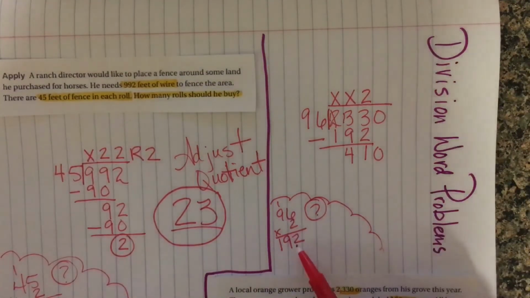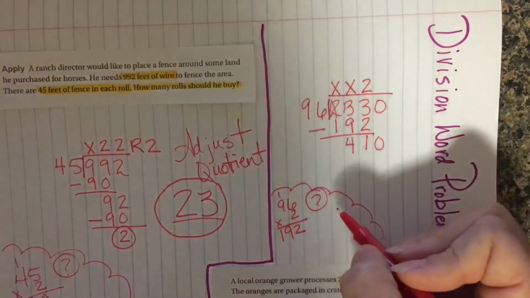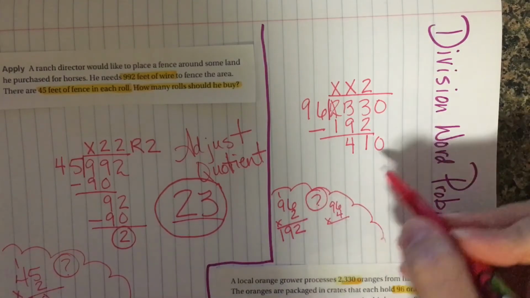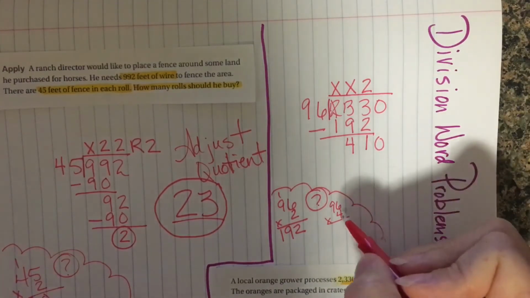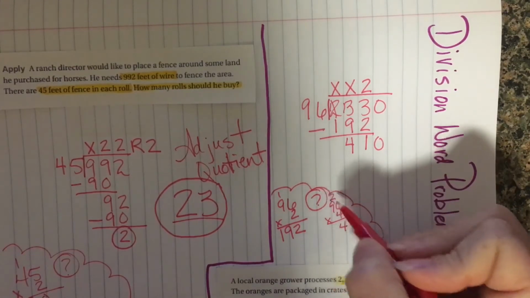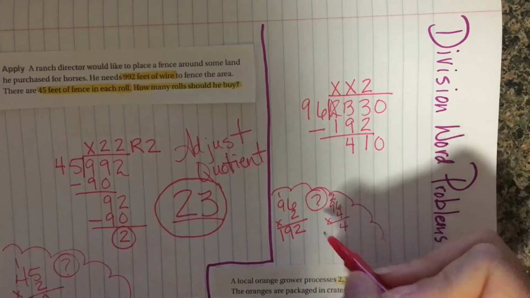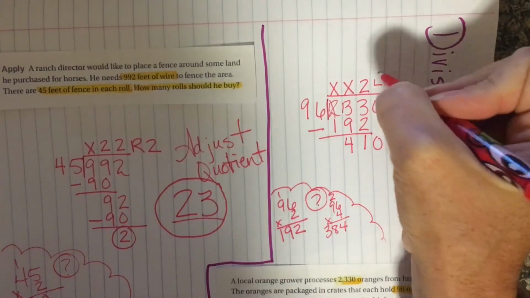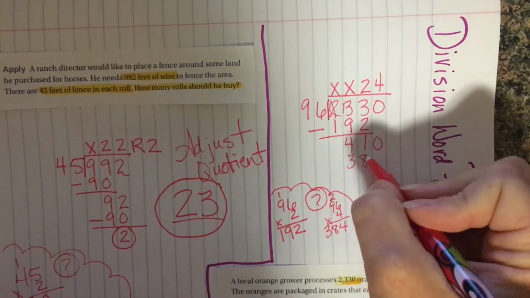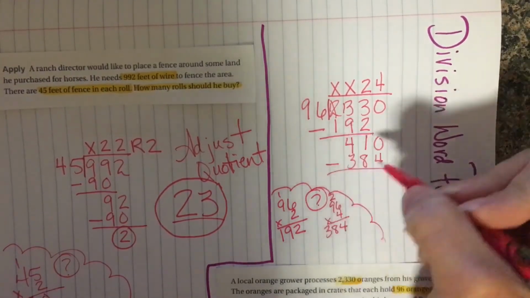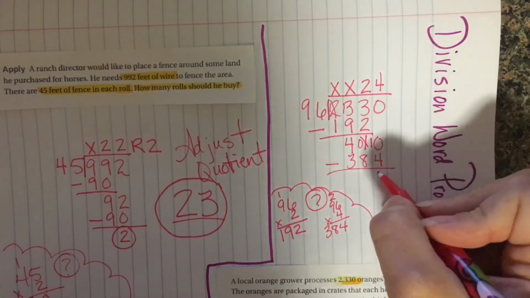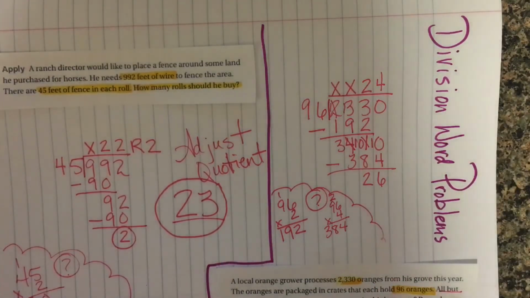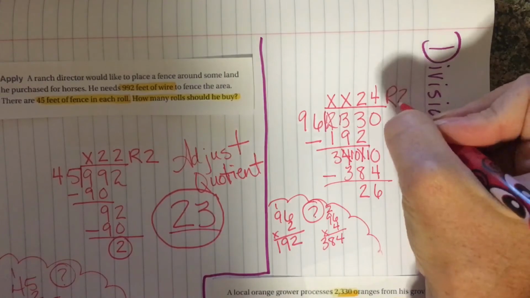Well, if I know 96 times 2 is about 200, I'm going to try 96 times 4. Because if I double this, it's going to get me close to 400. 6 times 4 is 24. 4 times 9 is 36. Plus 2 is 38. I put my 4 here. I'm going to subtract. And my remainder is 26.